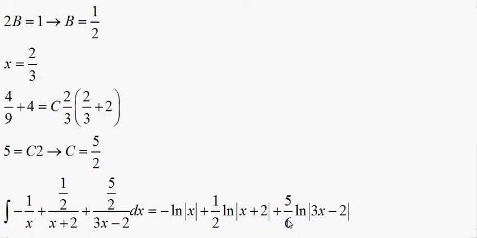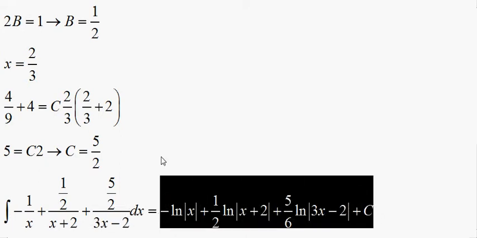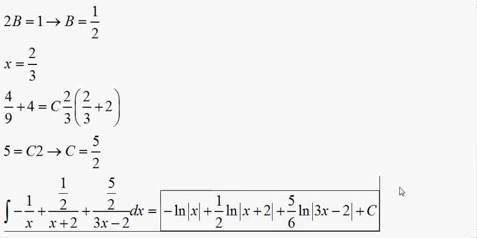It's 5/6 instead of 5/2 because you do a u substitution on this 3x minus 2, and you get du is equal to 3 dx, or dx is equal to du over 3. And then you divide and what have you. So it's just the chain rule. Then plus C, and that's our answer right there.